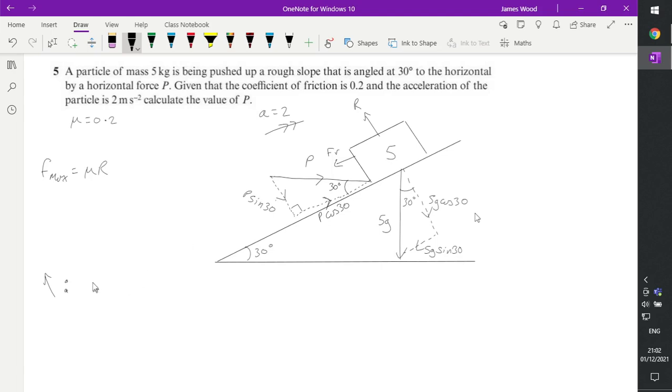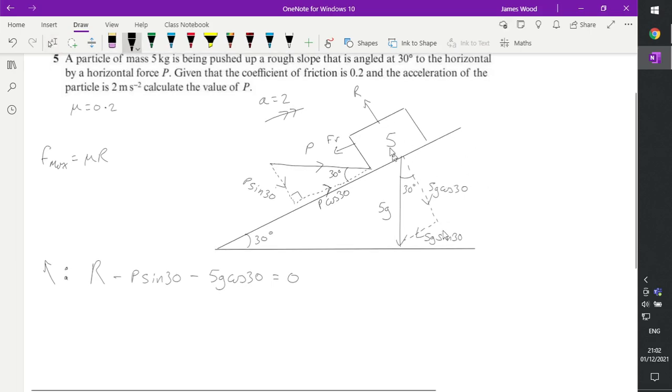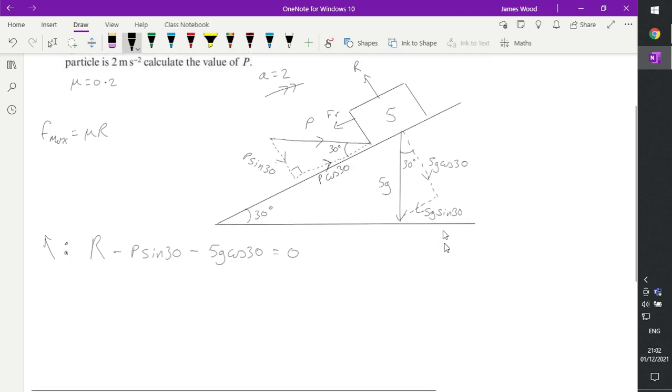So I've got R, which is in the positive direction. Then it's going to be minus P sine 30, because that's going the opposite direction, and minus 5g cos 30, because that's this force here, and they equal 0. Okay, because it's not accelerating in this direction. So I can rearrange this now to find what R is. So R is going to be P sine 30 plus 5g cos 30.